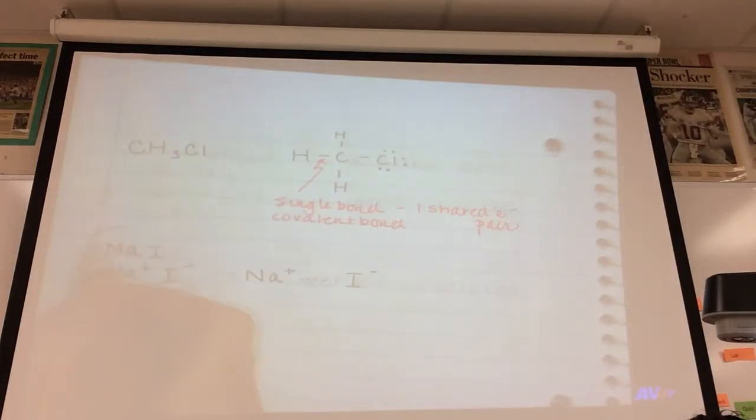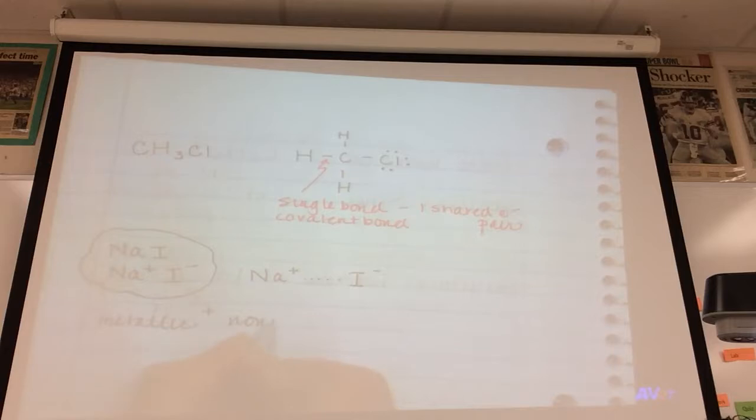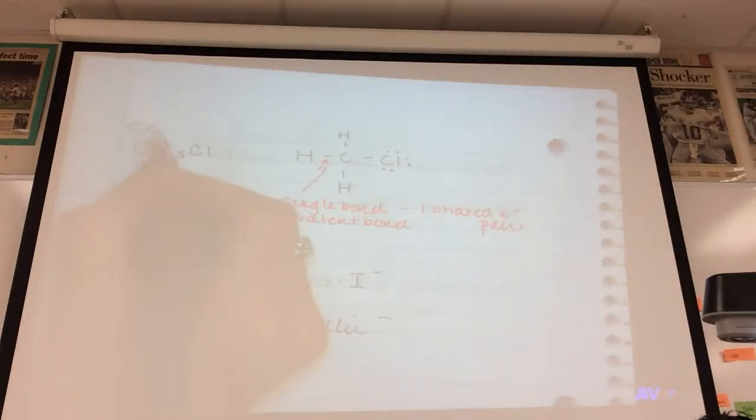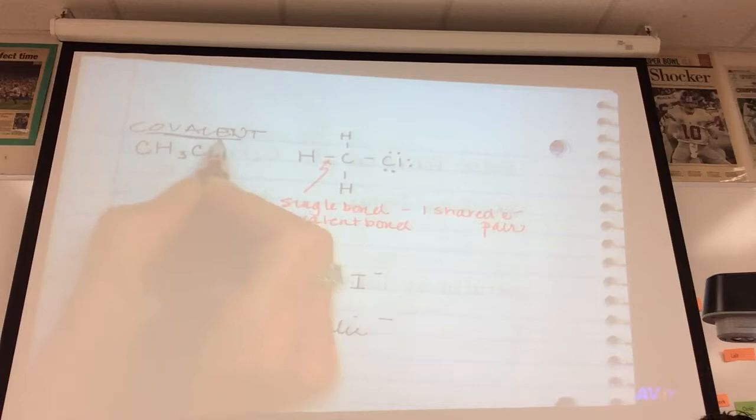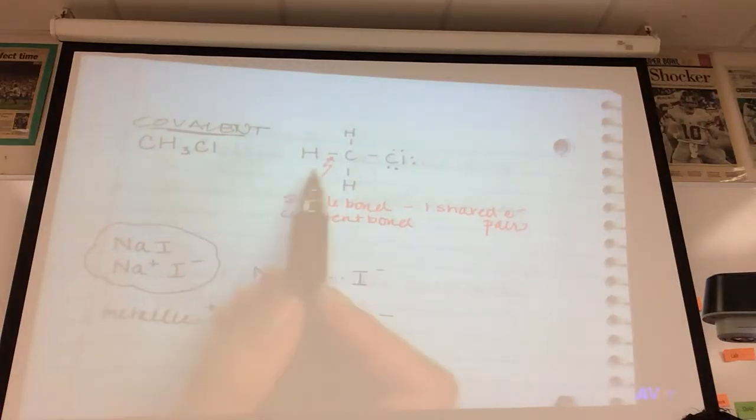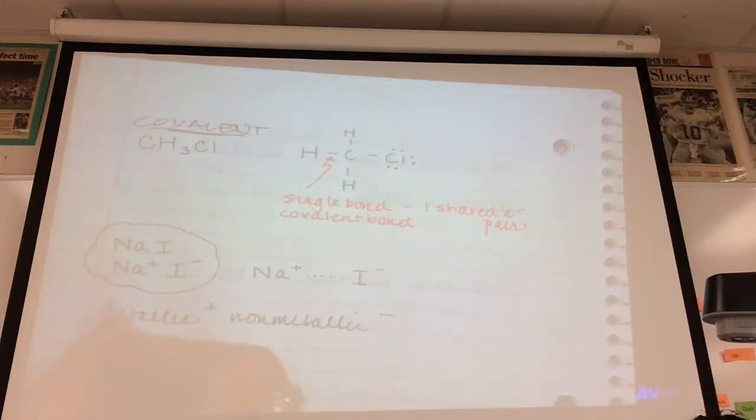Remember, with your ionic compounds, you're going to have a metallic cation, a nonmetallic anion, and with your covalent compounds, you're going to have 2 or more nonmetals sharing electrons between them, whereas in your ionic compounds, metal, nonmetal.